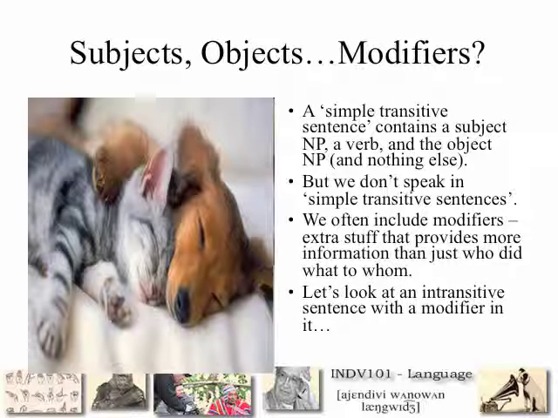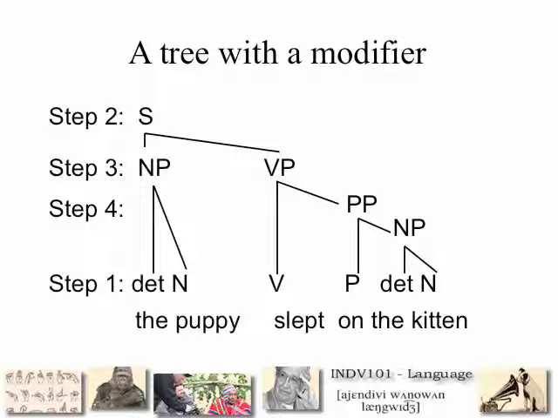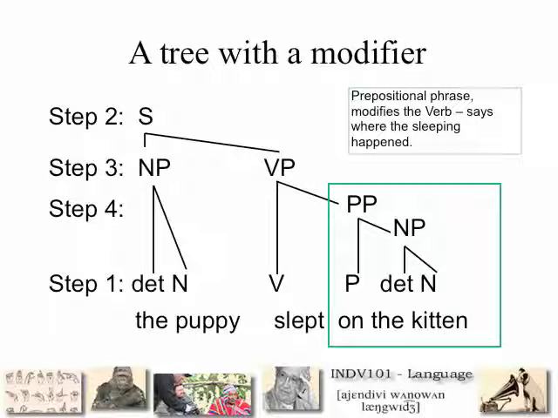So we're going to look at an intransitive sentence now, which has a modifier in it. Remember that an intransitive sentence is one which does not have a direct object. So our sentence is the puppy slept on the kitten. And the modifier in this sentence is a preposition phrase on the kitten. A preposition phrase in this case is modifying the verb. It's telling us where the sleeping happened. Notice that it's internal to the verb phrase, but it's not a direct object, because even though it has a noun phrase in it, the whole thing is a preposition phrase. So it doesn't qualify as a direct object.